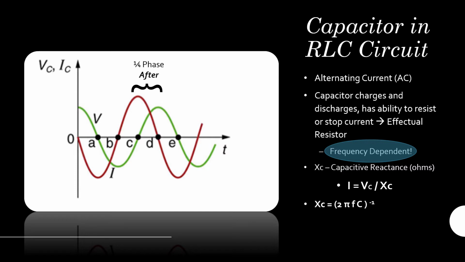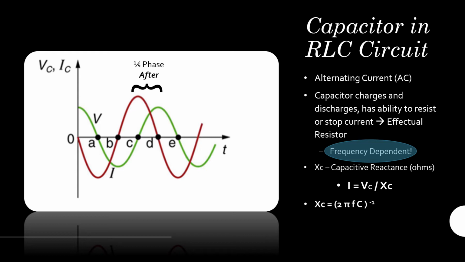And that's dependent on the frequency. So both the inductor and the capacitor, we know, they're both frequency dependent. And if we look on the left side here, we see that just like with the inductor, the voltage and the current on this capacitor, they're changing at the same rate. They're following the same pattern.